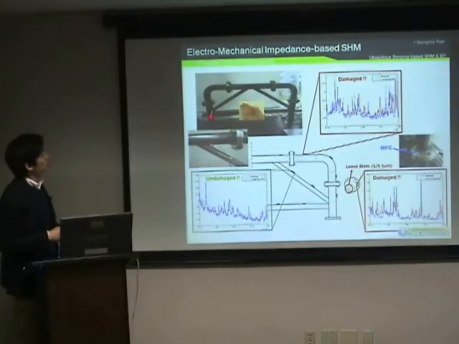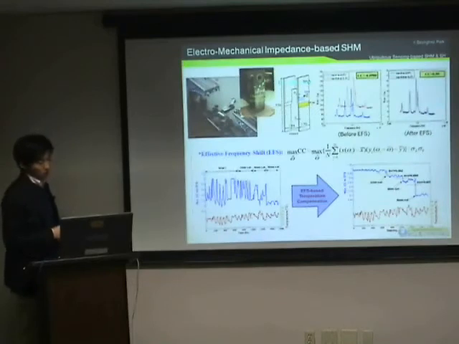Okay, this is one example using the impedance-based SHM technique for pipeline system monitoring. We can detect loosened bolt damage in the pipeline system by monitoring changes in the impedance data in the frequency domain. But in reality, we are experiencing temperature varying conditions.